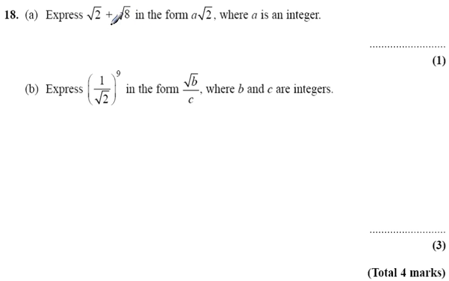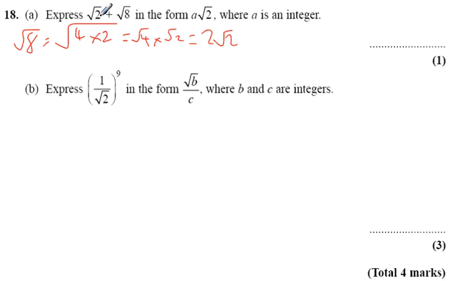Well, root 8 is equal to the square root of 4 times 2. Maybe simplifying a surd, look for square numbers which go into it. 4 is a square number, so the square root of 4 times 2 is the same as the square root of 4 times the square root of 2, which is 2 root 2. So if the square root of 8 is 2 root 2, and you add on another root 2, so the square root of 8 is 2 lots of root 2, plus an extra root 2, means you have 3 root 2's.